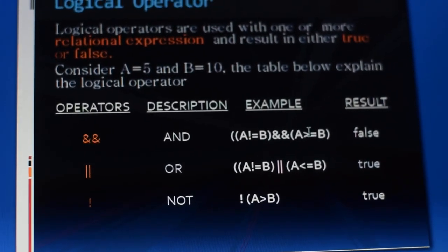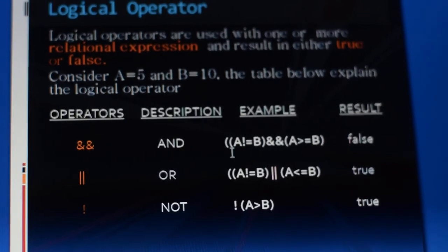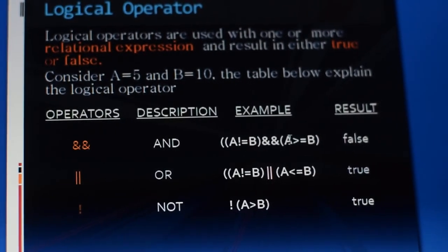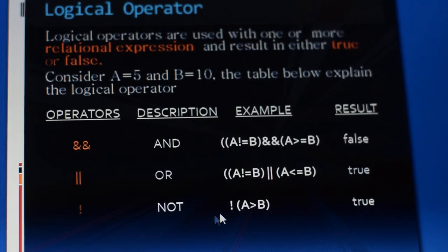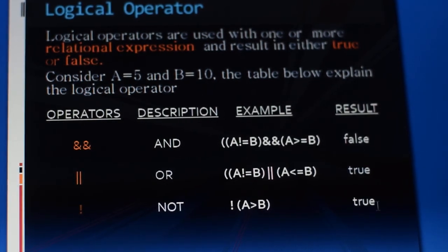Here two conditions are there. In AND operator, both the conditions should be fulfilled. If both the conditions are not fulfilled, then it results in false. In OR operator, here the two conditions are there. Out of two conditions, one condition should be fulfilled. If it is satisfied, then it will be true. And in NOT operator, here you see not A greater than B. So 5 is not greater than 10. And the result is true.